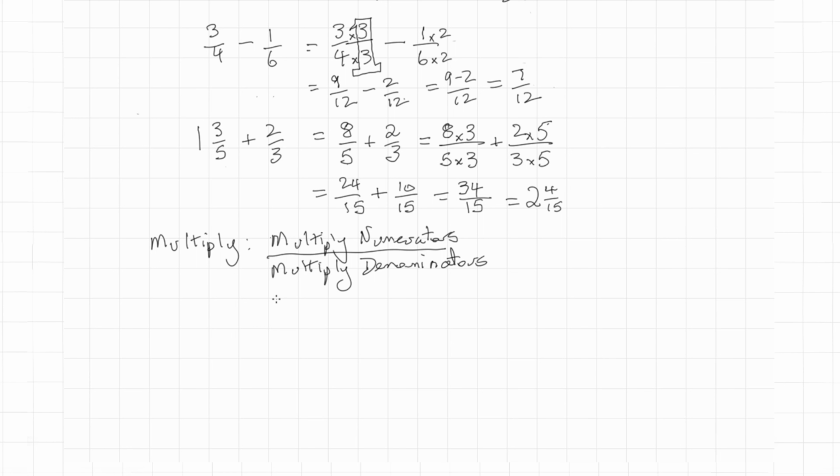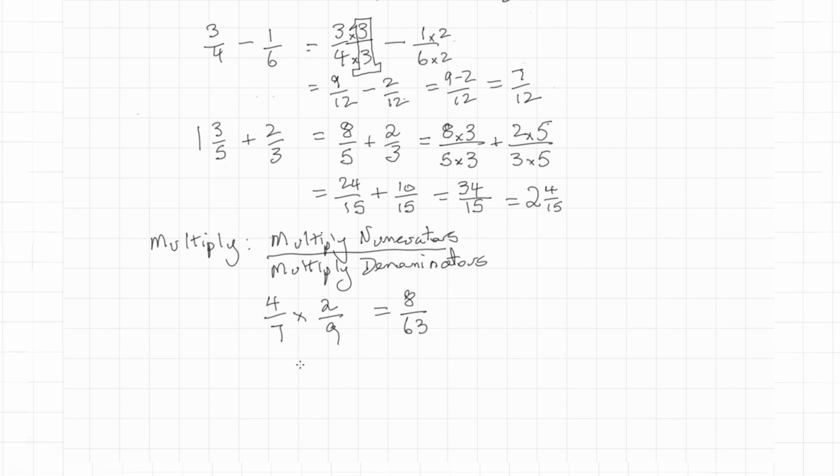All right, an example, 4 over 7 times 2 over 9. Multiply out, 4 2's 8, 7 9's 63. 8 over 63.